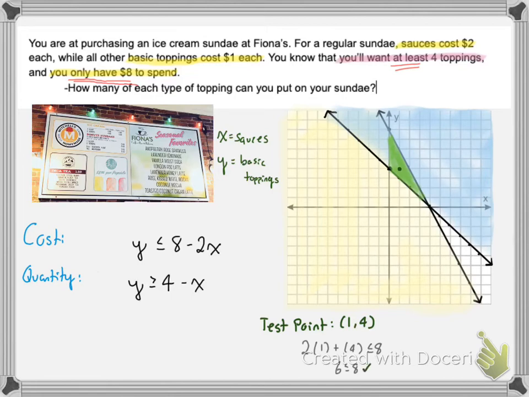Let's test another one. Let's do 3, 2. 3 sauces times $2 plus 2 other basic toppings would be $8, which, again, if it's my budget, I could spend exactly $8, so that would work as well. Again, any coordinate within that green region would work out as something fitting within my budget there.